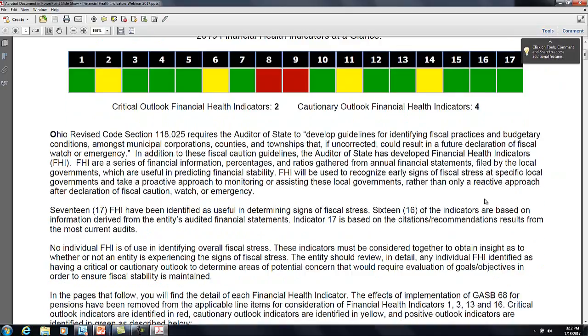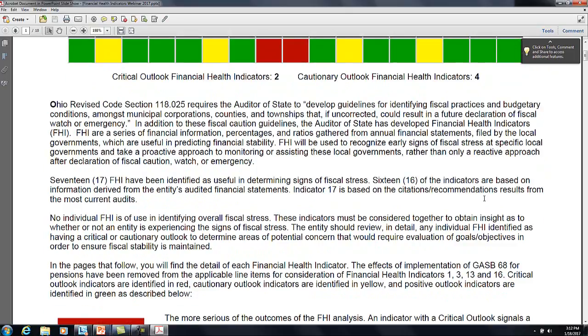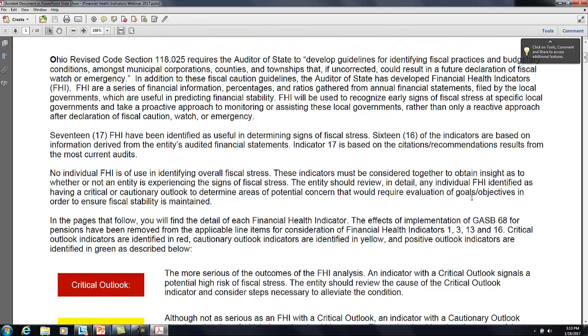The Auditor of State's responsibility for helping entities in these situations is stated. Also, a paragraph tells you that 16 of these indicators are based on the financial statements, and indicator 17 is the result from the most current audits. Again, no one indicator by itself is helpful in identifying fiscal stress. You have to consider these indicators together to obtain an overall insight as to whether or not this entity is experiencing fiscal stress. But we encourage every entity to view in detail individual indicators that have a critical or cautionary outlook to determine the reason for the stress.